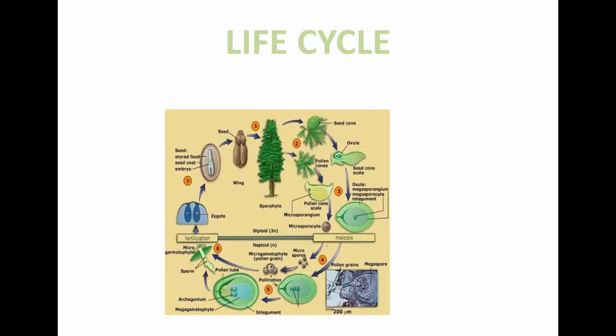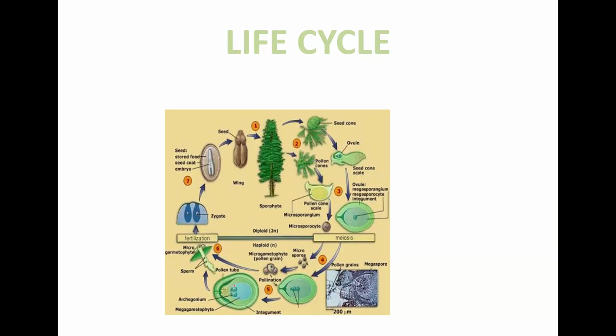Now the microsporangia, what are they doing? The microsporangia will release the microspores. These are also called pollen grains, and they consist of the male gametes. These microspores are carrying the male gamete, whereas the megasporangium is going to consist of the ovule. The ovule is attached to the female cone on the ovuliferous scale.